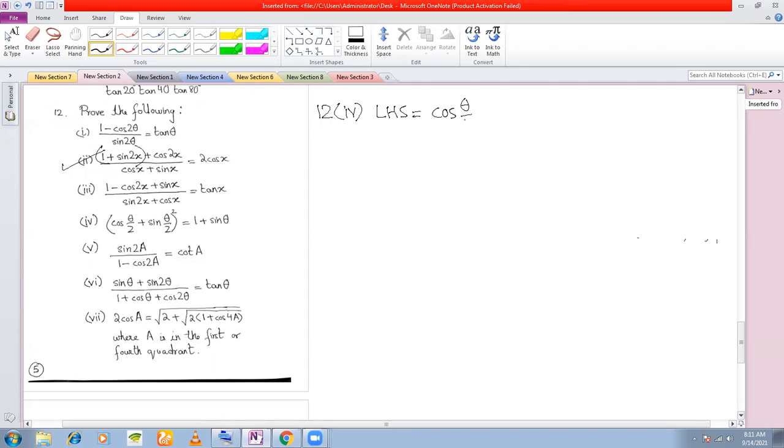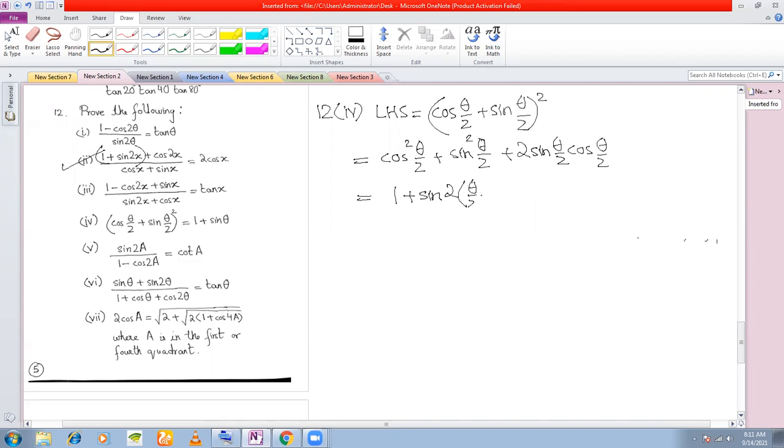So you have cos theta by 2 plus sin theta by 2 whole square is equal to, expand this by a plus b whole square formula. So you have cos square theta by 2 plus sin square theta by 2 plus 2 sin theta by 2 cos theta by 2. Now cos square theta by 2 plus sin square theta by 2 is 1, and 2 sin theta by 2 cos theta by 2 by submultiple angle formula is sin. Let me write this as twice theta by 2, sin 2 theta, right? So this will become 1 plus sin theta.